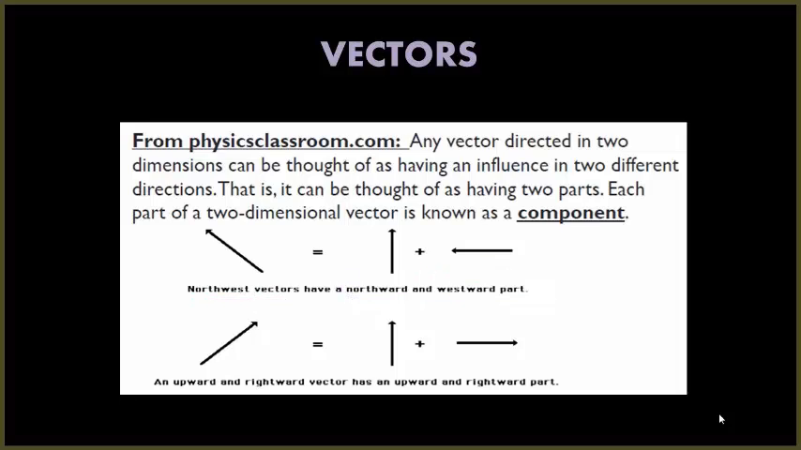An upward and rightward vector has an upward component and a rightward component. Those influences are what we consider the components of a vector. So why bother with vectors in the first place?